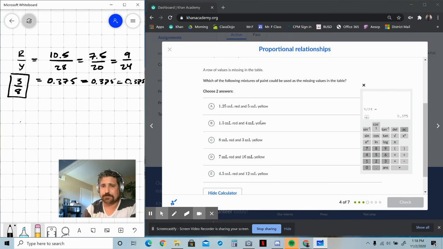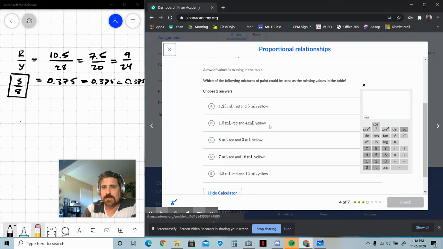So let's look at this one. So 1.25 and 5. All right, is that the same as 3 out of 8? Well, times top and bottom by 4, you're going to get 4 times 1.25, which is 5 over 20. Is 5 over 20 the same as 3 over 8? No, that's eliminated. 1.5 over 4, that's 3 over 8. So that's fine. That will work. You just double both of them and you get 3 over 8.